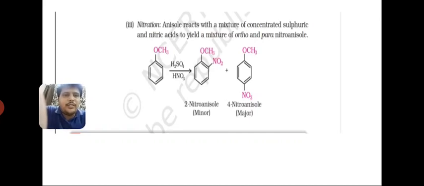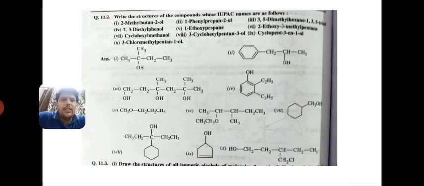right? This is the last topic of this chapter, and after this topic I am going to start with some of the questions, right? So here the question is related to the IUPAC naming. So student, here on the screen the names and the structures everything is given. Like 2-methylbutan-2-ol, 1-phenylpropan-2-ol.